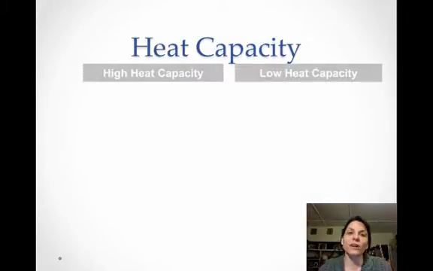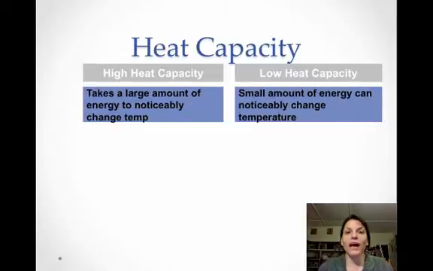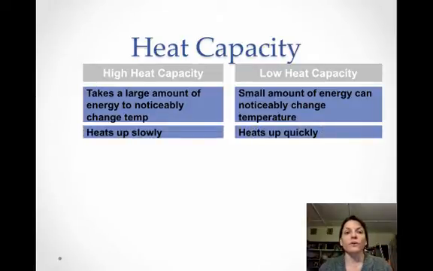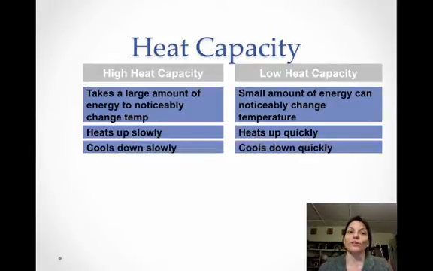So I wanted to talk a little bit about substances and relative heat capacity. Well, if you have high heat capacity versus low heat capacity. Something with a high heat capacity is going to take a large amount of energy to warm up. It takes a lot of energy to change the temperature of something with a high heat capacity. Whereas something that has a low heat capacity will show a noticeable temperature change with very little heat. So something with a high heat capacity heats up very slowly, whereas if it's a low heat capacity, it's going to heat up pretty fast. And the reverse is true. If it's a high heat capacity, it's going to cool down slowly. But if it's low heat capacity, it's going to cool down very quickly.